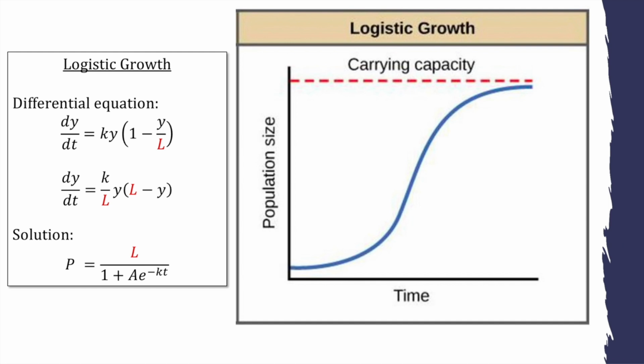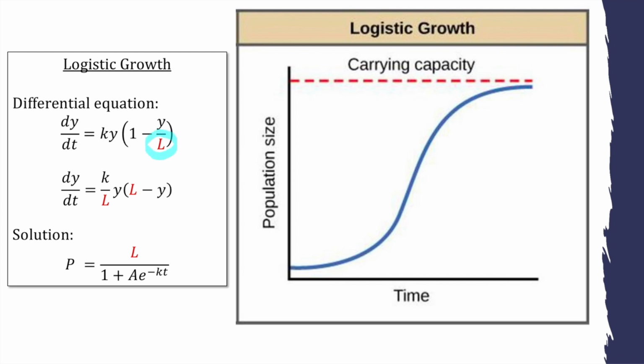The differential equation for logistic growth is dy/dt equals ky times the quantity 1 minus y over L, or another format of that is dy/dt equals k over L times y times the quantity L minus y. And its solution, as you can see, is P equals L divided by 1 plus Ae to the negative kt. That's a lot of letters, isn't it? So let's look at this a little bit closer.